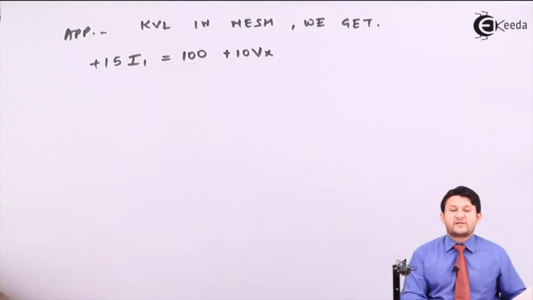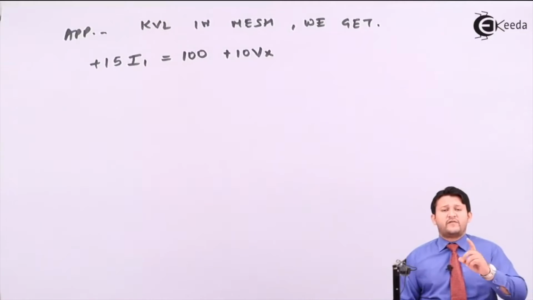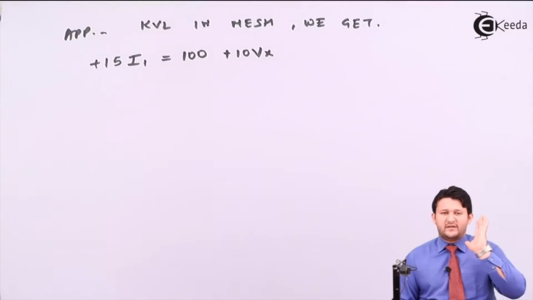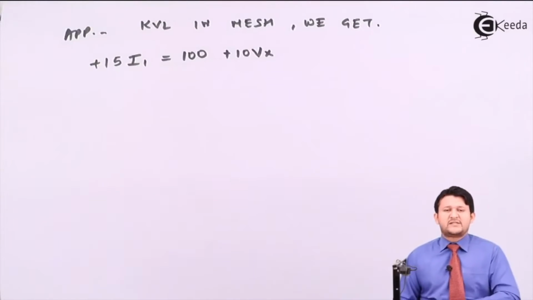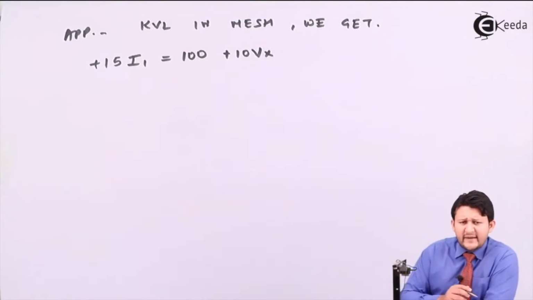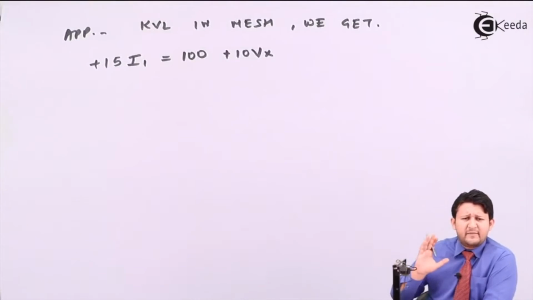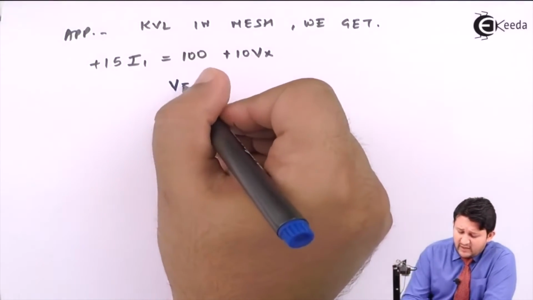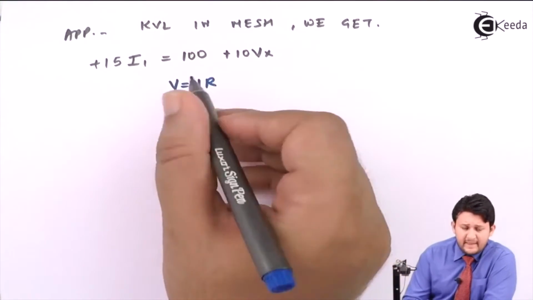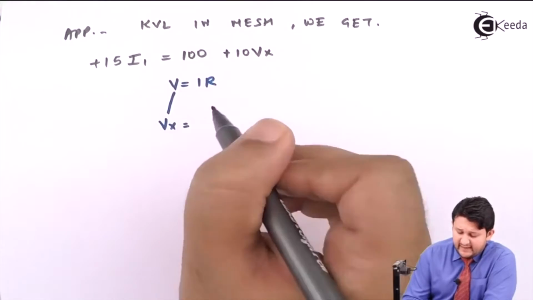So let's find the equation for Vx. Your equation for Vx will be in terms of current, that is nothing but your I1. So let's solve it, the equation for Vx. I need to write the equation for voltage. Simple basic rule, guys. Apply Ohm's law. When I say Ohm's law, V is equal to IR. For V, I'll be writing Vx.